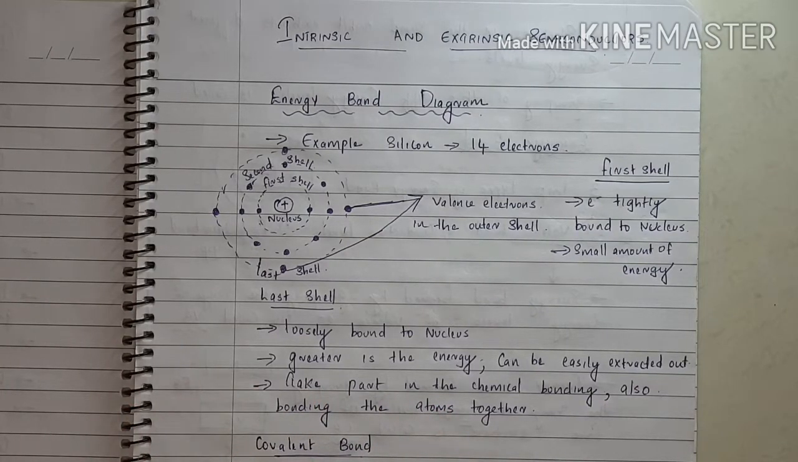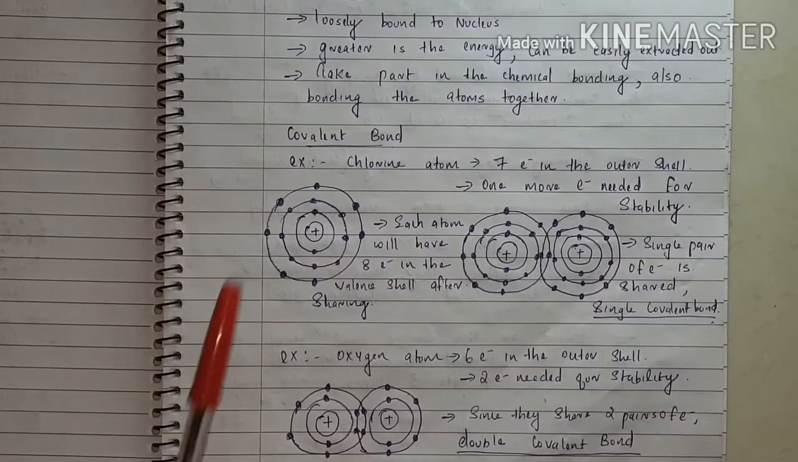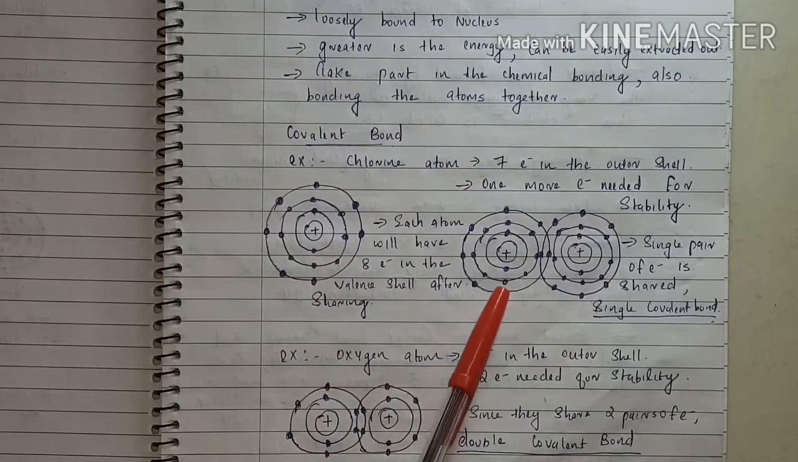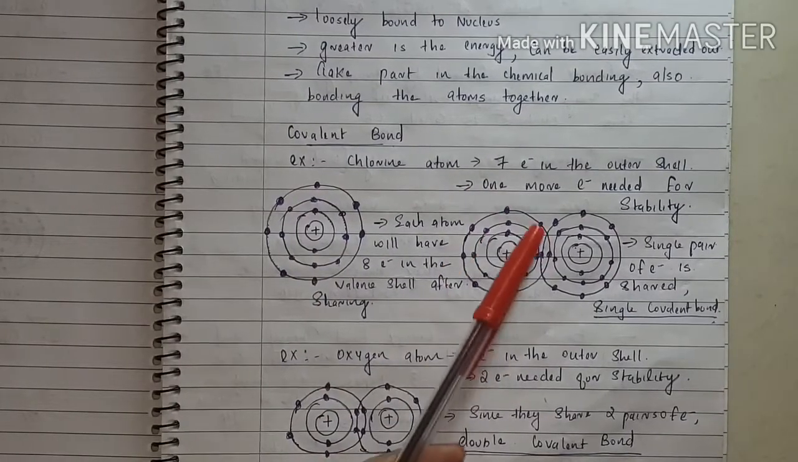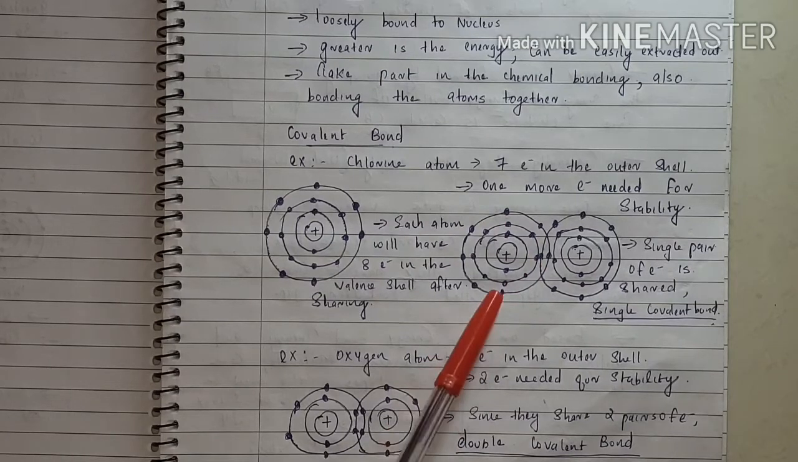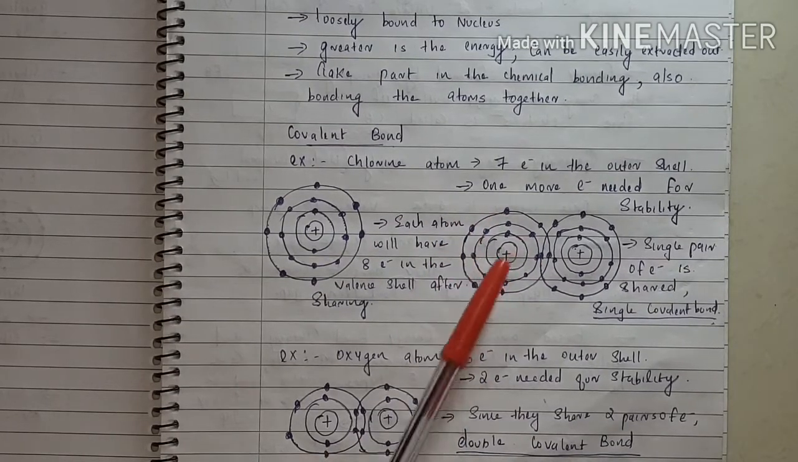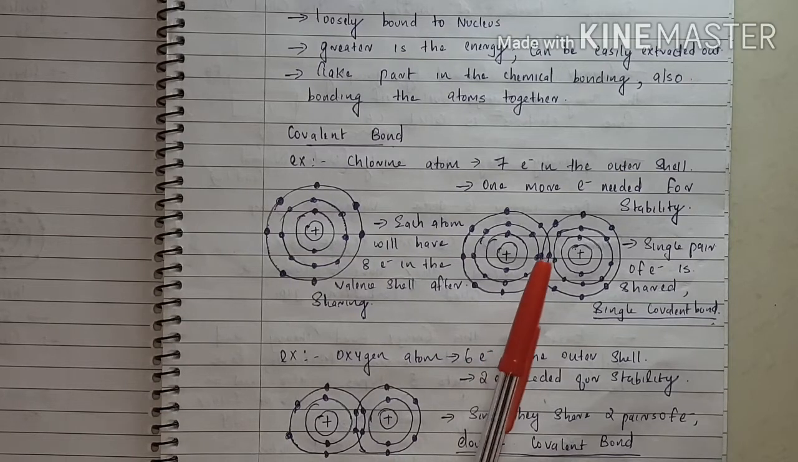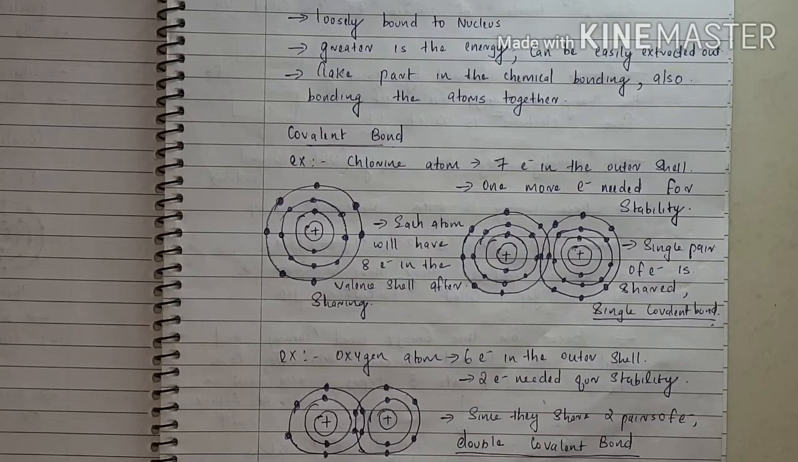What is a covalent bond? Let us take an example of chlorine atom, which consists of 7 electrons in the outermost shell. So this chlorine atom requires one more electron to become octet and stable. So what they will do is, they share this one electron with another chlorine atom in order to become octet and stable. Since they share 1 electron each, it is called single covalent bond.